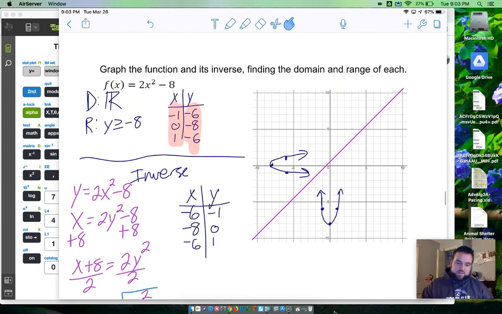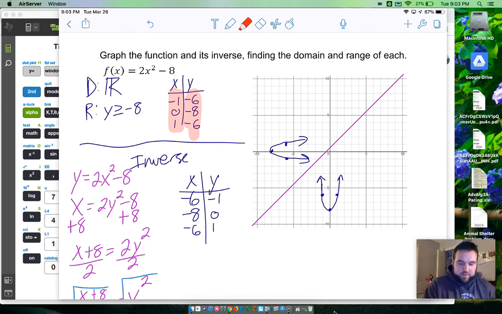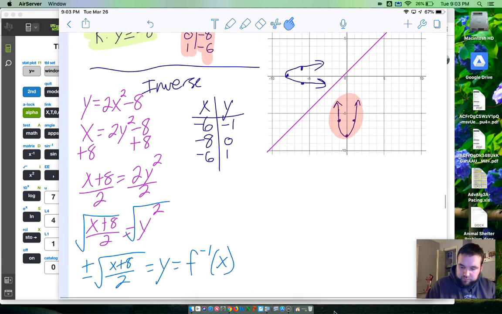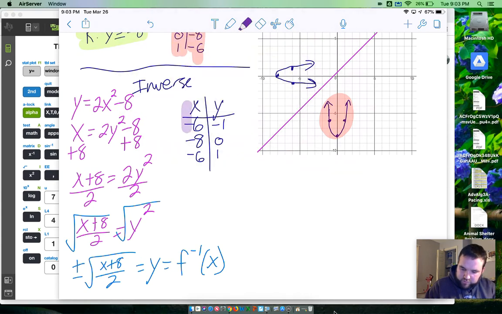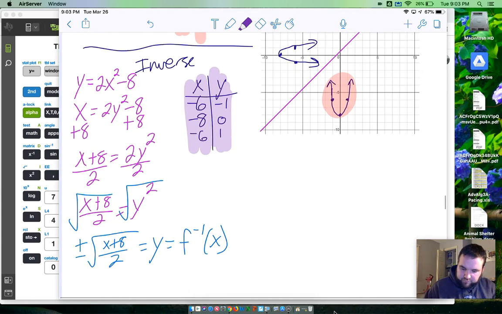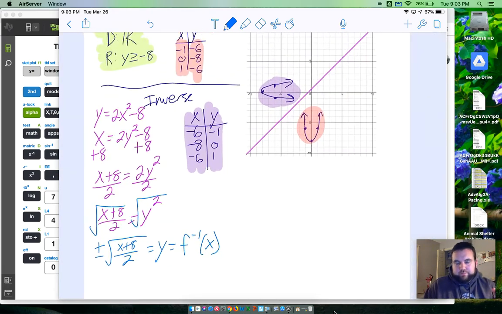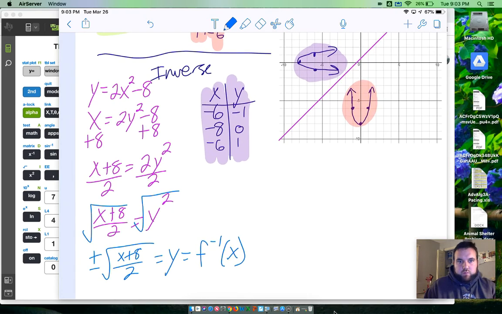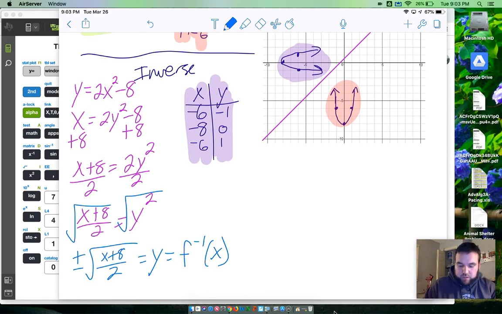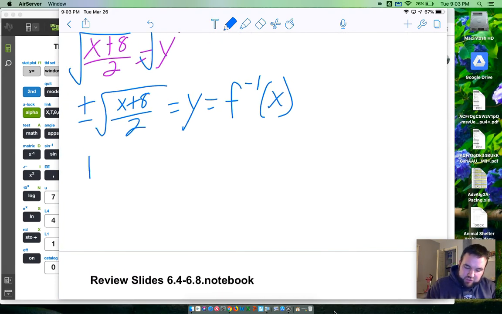So let's go through this real quick. Here's the original function, graphed right here. Here's its domain and range. Then we switched the coordinates around. We switched the coordinates from the table above, graphed it over here, and confirmed that it looks like a mirror flip. And then the most mathy part was we had to find the equation for the inverse by switching x and y. The last thing that we haven't done is we need to talk domain and range.